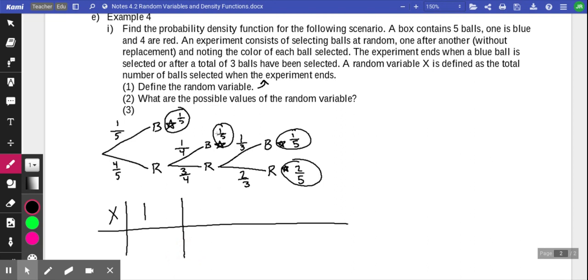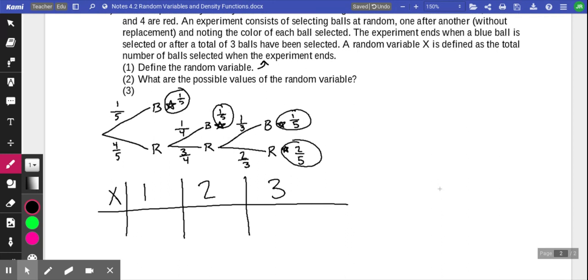Here's another scenario, red followed by blue, which is 2 total. And then here's another one, which is red, red, blue, which is 3 total. But this is also red, red, red, which is 3 total, so 3. So in this case, our possible values of the random variable are 1, 2, and 3. So finally something a little bit different than the standard 0, 1, and 2 that we've seen so far.